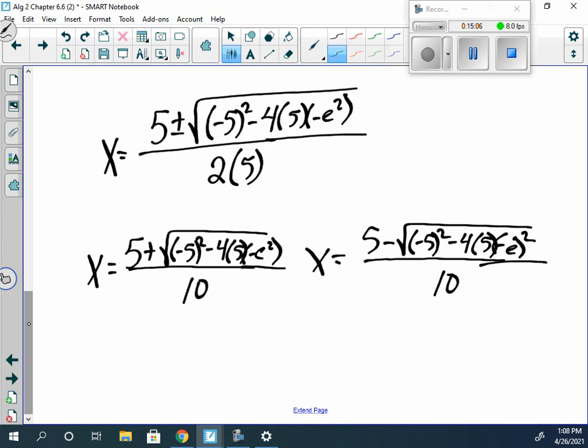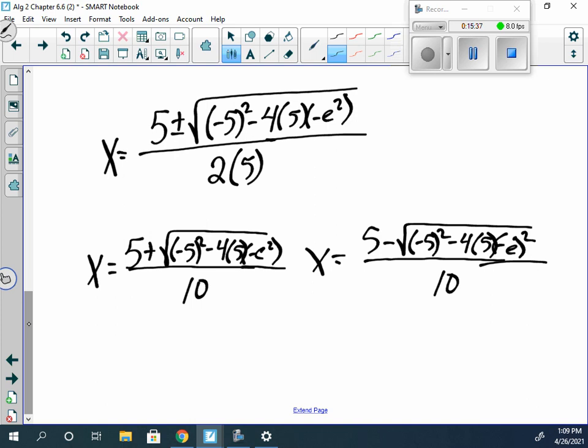I'm going to split them up at this point here. Because if I were trying to solve this, I already know that the homework problems are going to ask you to round your answers to the nearest hundredth, 2 decimal places. Since we already know that e is an irrational number, and I'm taking the square root of an irrational number, this is not going to come out nicely at all.